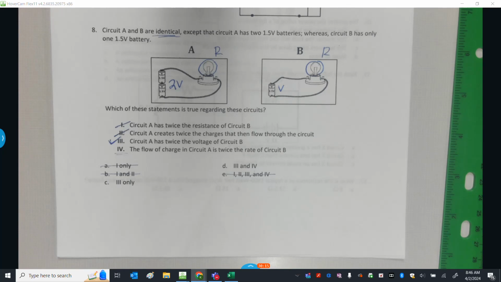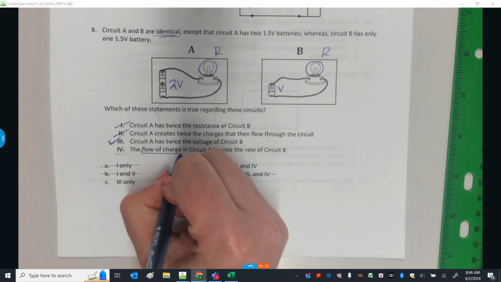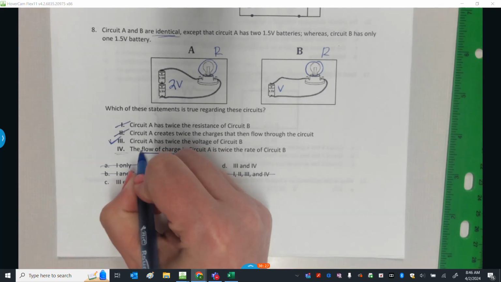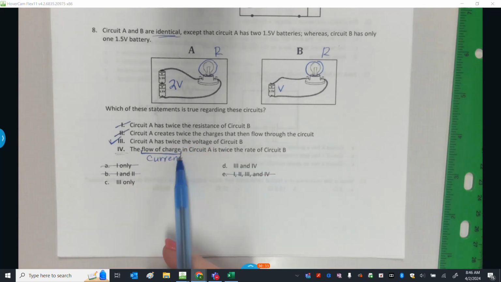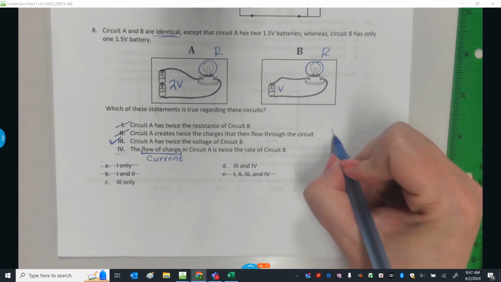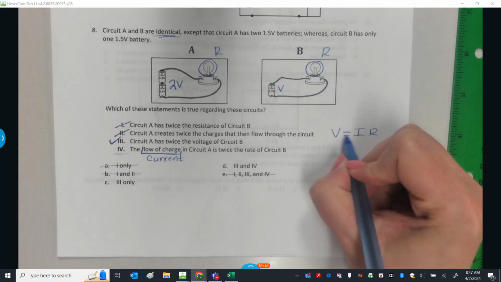So let's read the last statement. The flow of charge in circuit A is twice the rate of circuit B. And guys, these words right here, flow of charge, that is the definition of current. And so this question is saying the current in circuit A is twice the rate of circuit B. And look at this relationship. Again, Ohm's law describes this relationship.